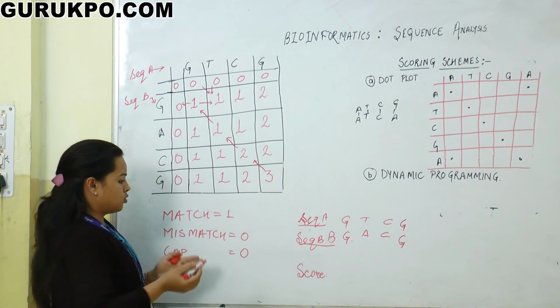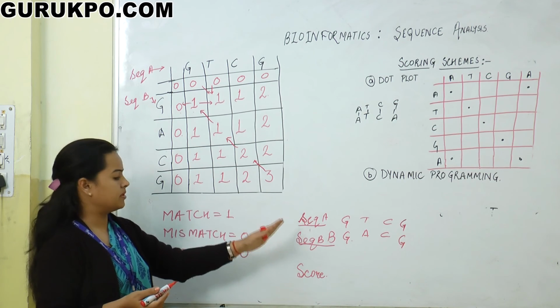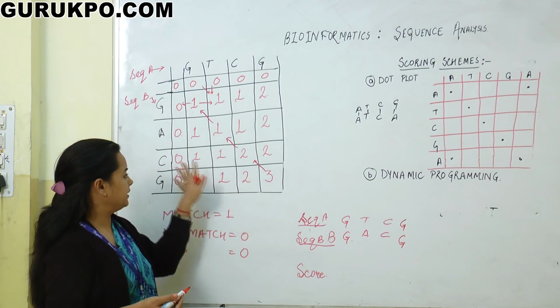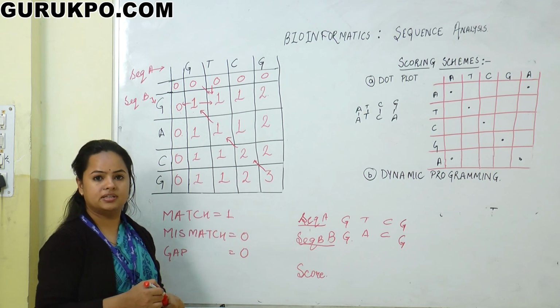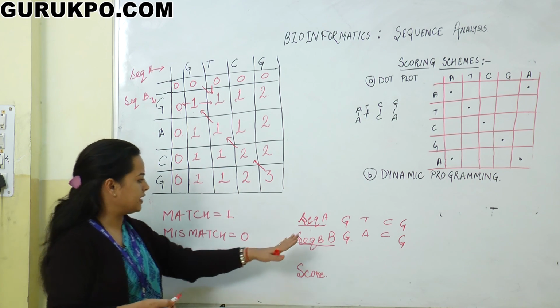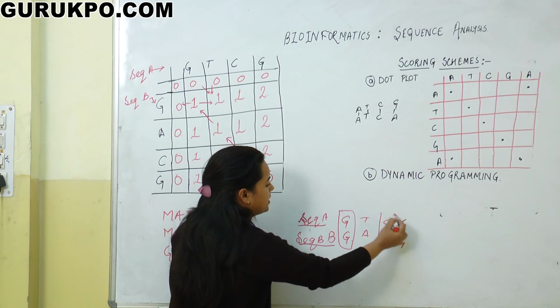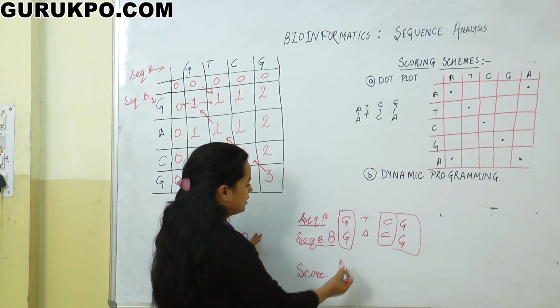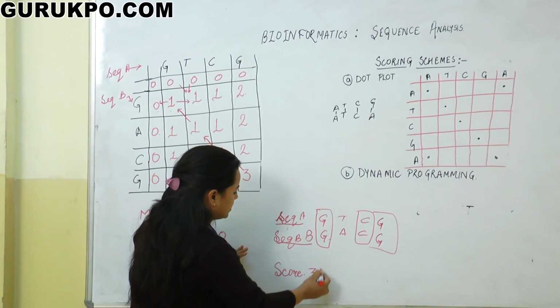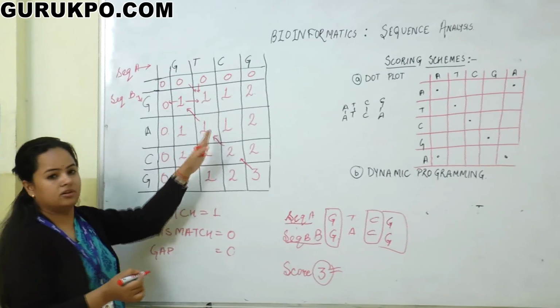Therefore, we get a score. We have to count the score because there are many possibilities. We can derive a maximum number of sequences from this whole matrix, but we have to consider only the sequence which is giving us the maximum score. The maximum score we are getting is from this match, this is also a match, and another match is this. Then the score will be 3. Therefore, this is the highest match, and this cannot be obtained by any of the other methods.